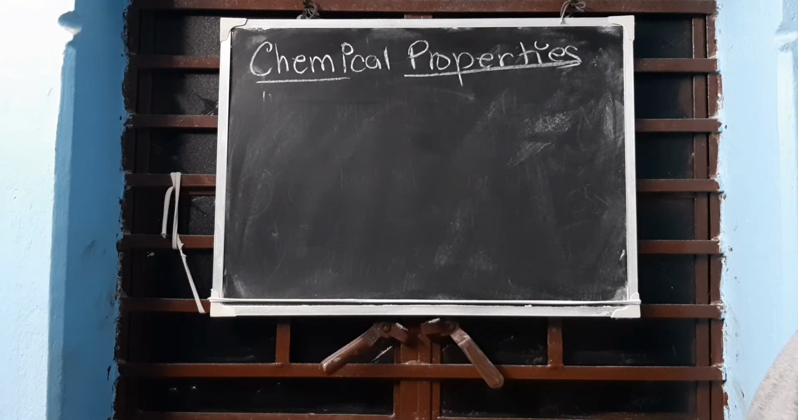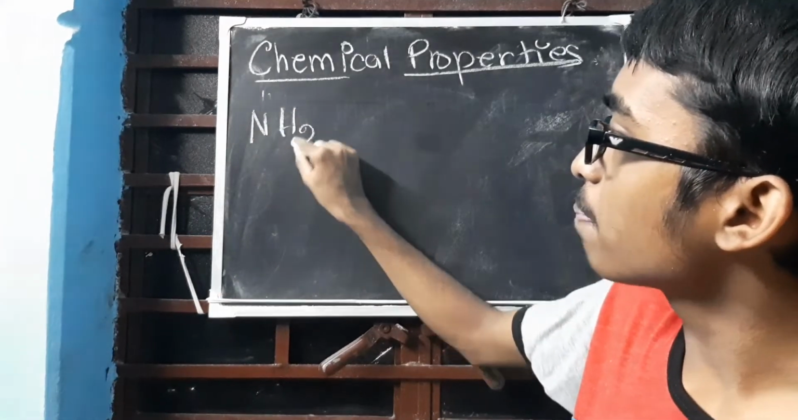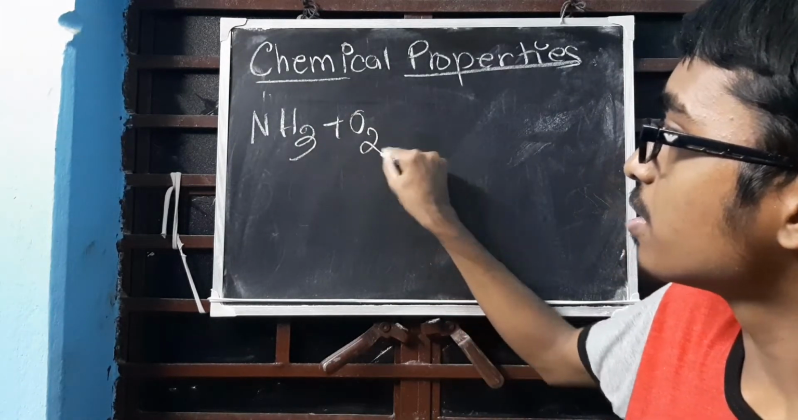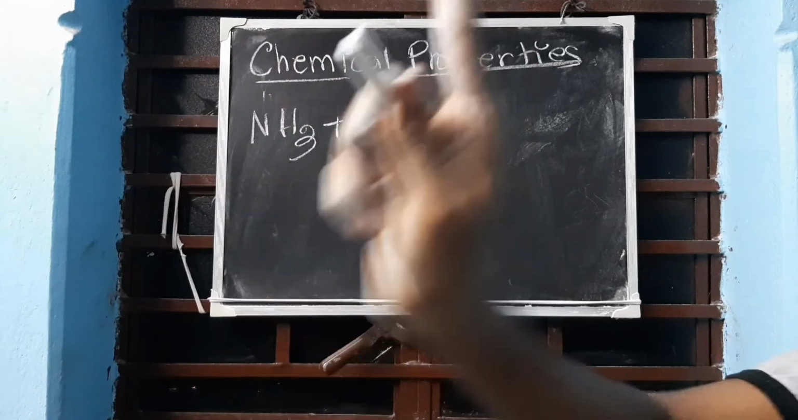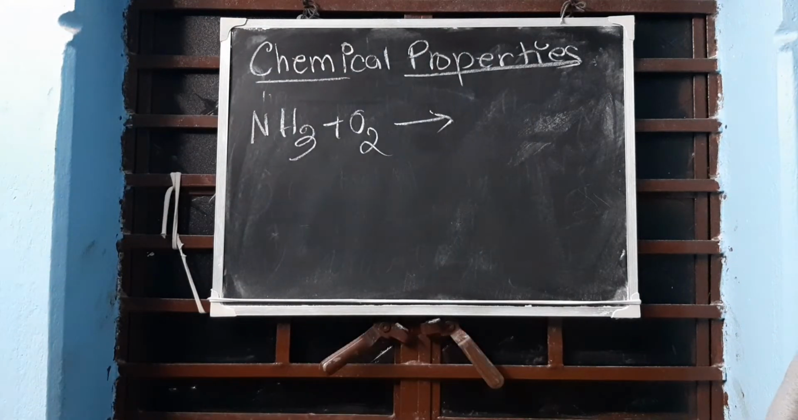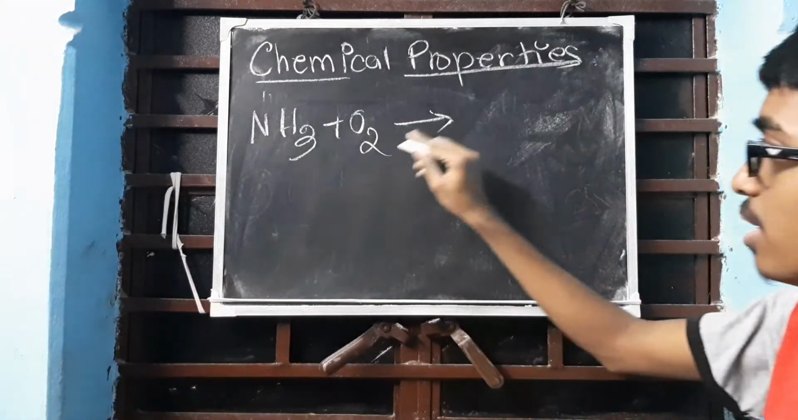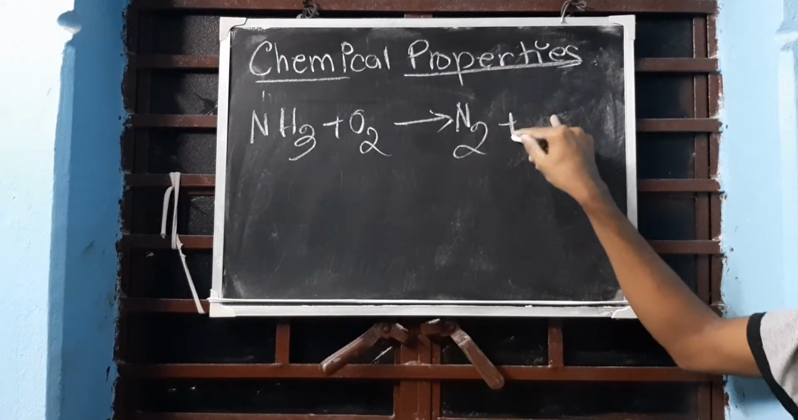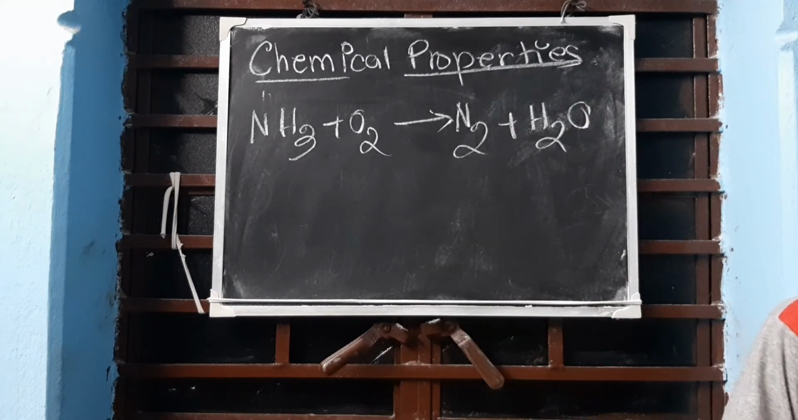Next. Oxidation of ammonia in absence of catalyst. Note my words, absence of catalyst. If catalyst is absent, the reaction will result in the formation of nitrogen gas and water. Clear? Nitrogen gas and water.